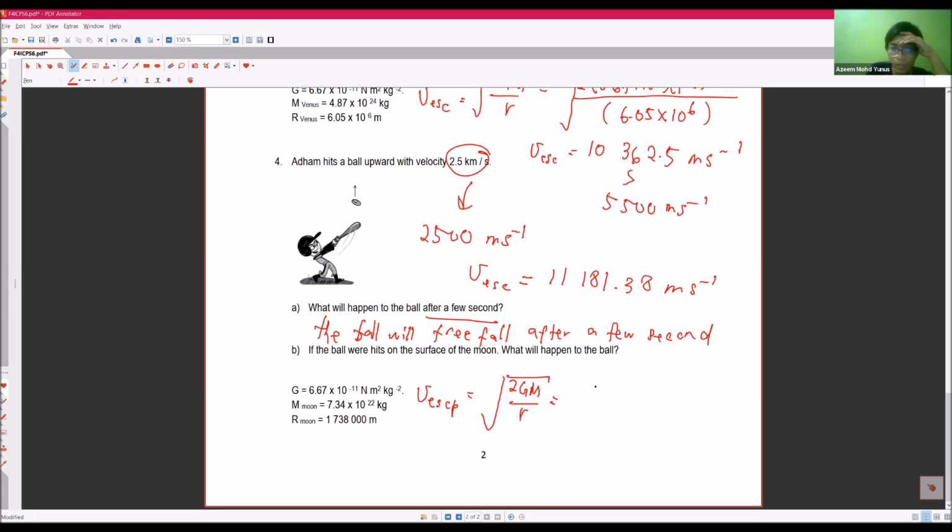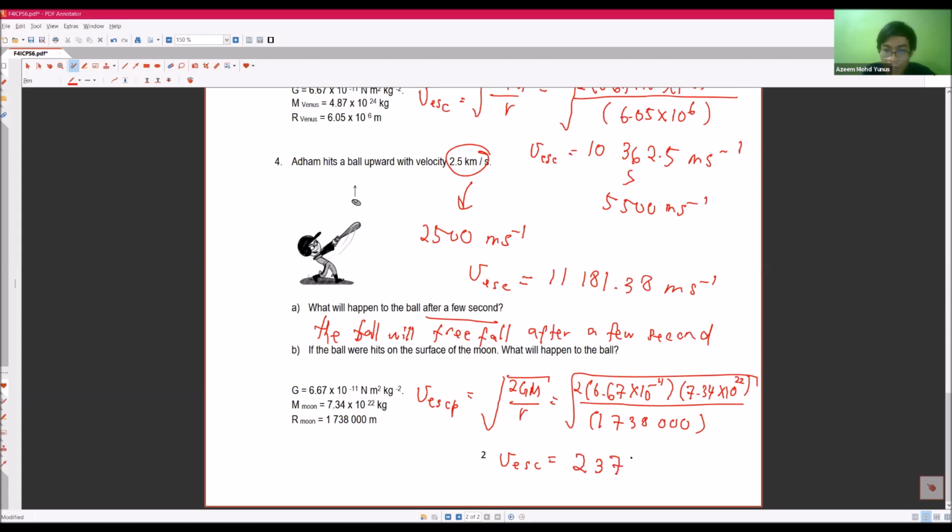So, 6.67 times 10 to the negative 11, times the mass of the moon, 7.34 times 10 to the 22, divided by 1,738,000. Make sure that you take the square root at the end of your calculation. The answer is 2373.56 meters per second.